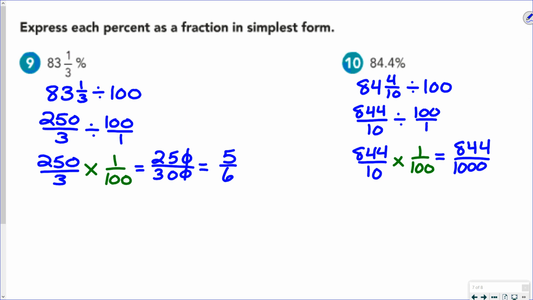So again, we can see that these are both even numbers. So you can divide those by 2 to get 422 over 500. Those are both even numbers, so we can divide by 2 again to get 211 over 250ths.